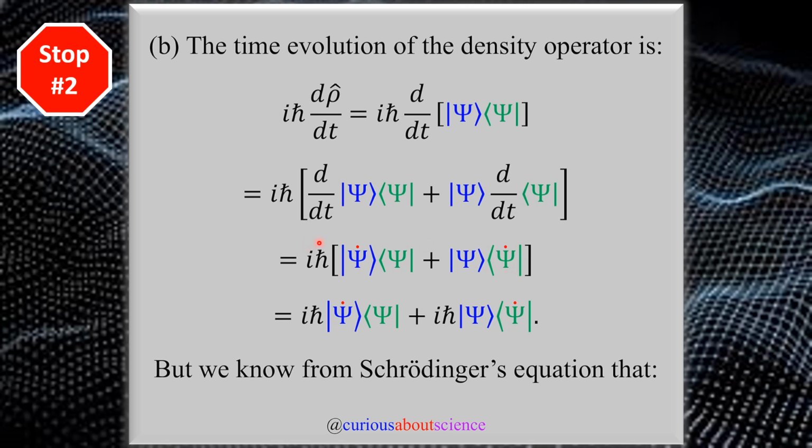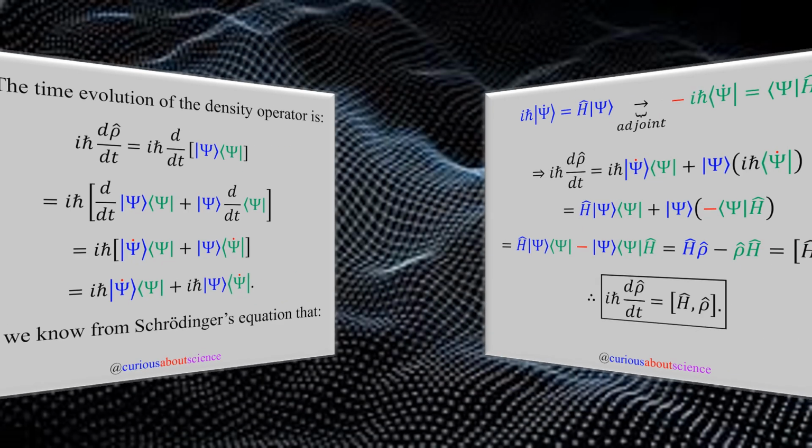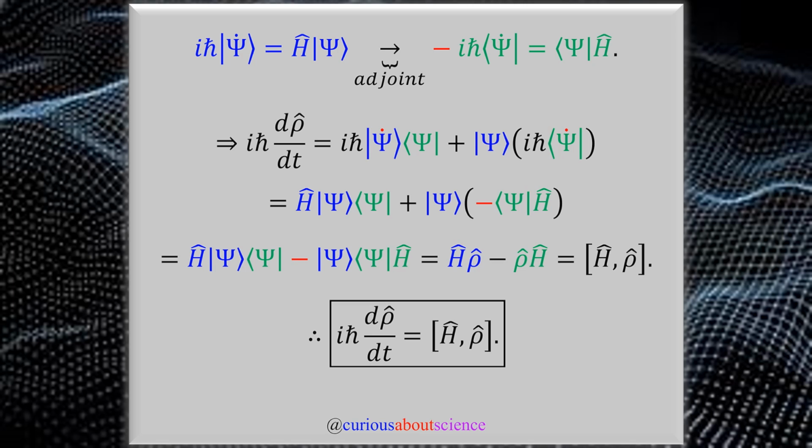And then from there, we need to distribute the iħ, so we do that pretty quickly. And now we're in a setup where we can take from Schrödinger's equation and substitute in. So from Schrödinger's equation, we know that if I have iħ on the state vector psi with its derivative, that's equal to the Hamiltonian of the same state vector without the derivative. So that's what we see in blue.